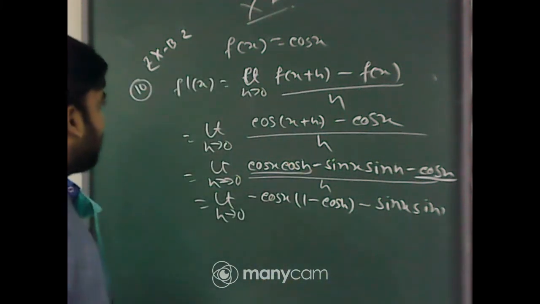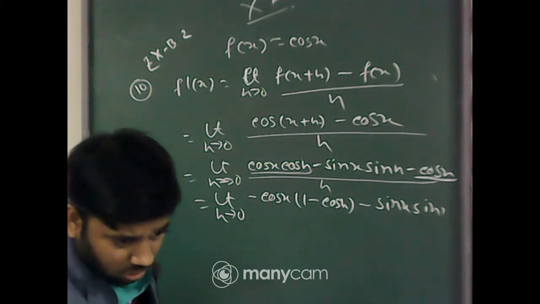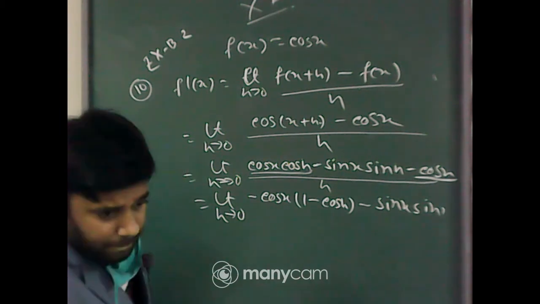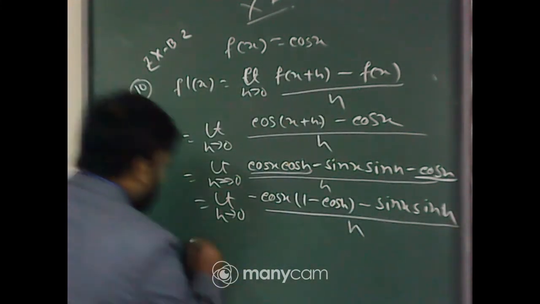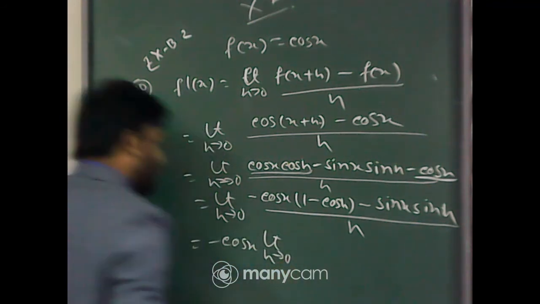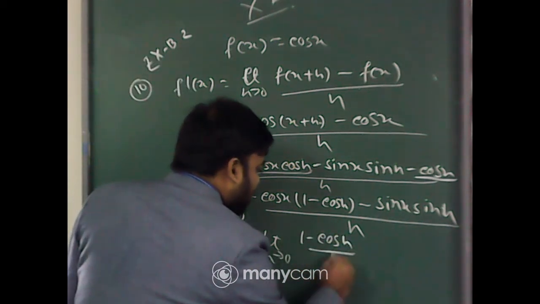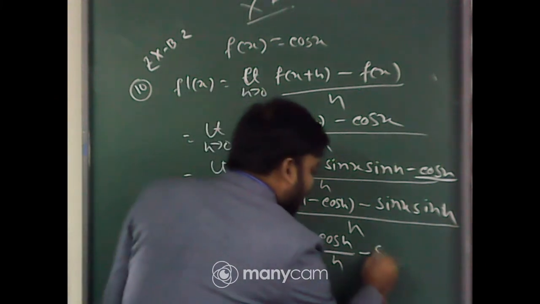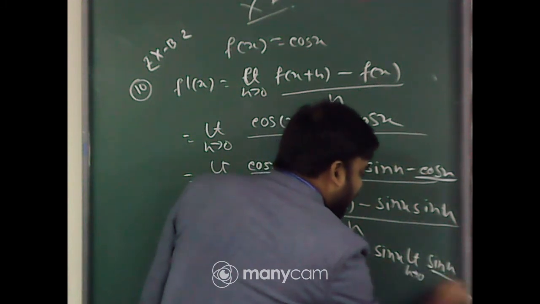I think some mistake is there. That is minus cos x times (1 minus cos h), minus sin x sin h, all by h. Now separate it part by part. So it is minus cos x, limit h tends to 0, (1 minus cos h) by h, minus sin x, limit h tends to 0, sin h by h.